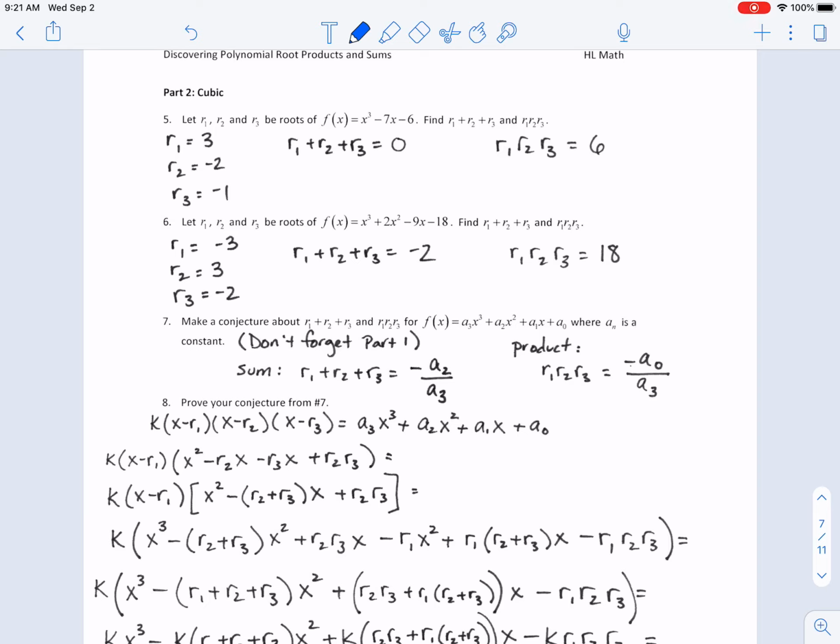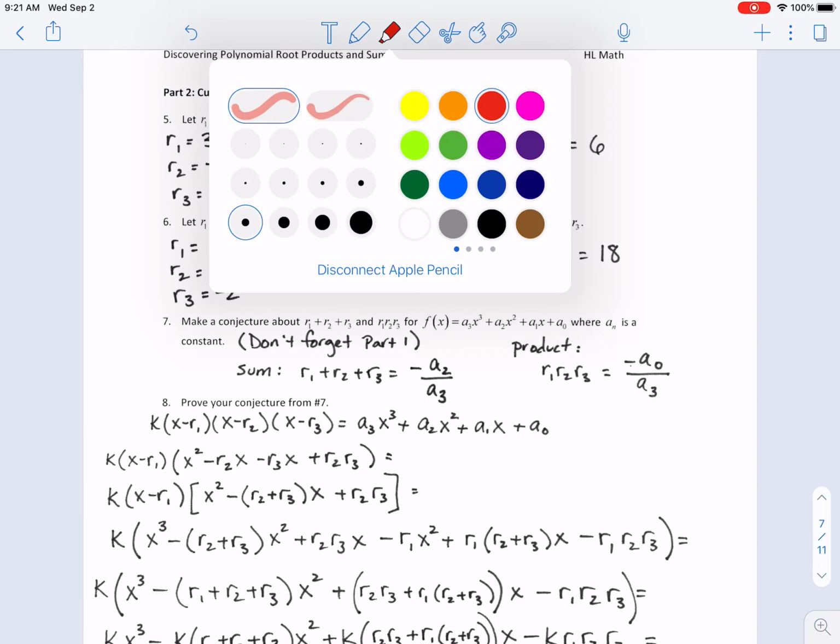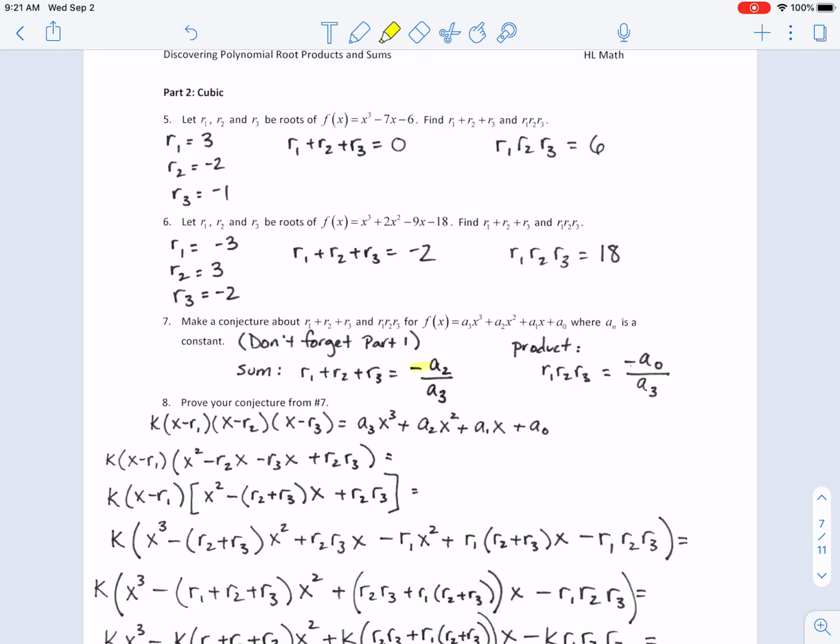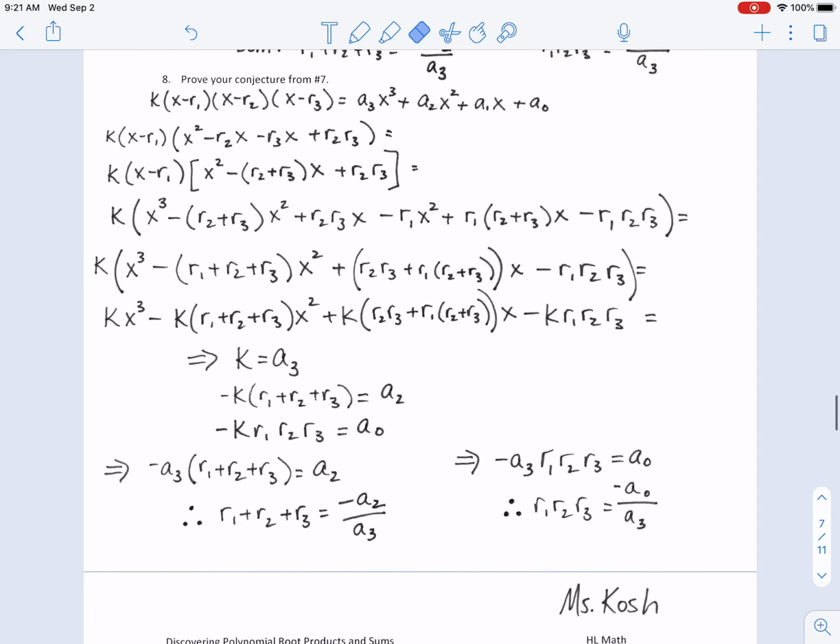Don't forget part 1. It was helpful to remember what we saw with the quadratics. That's always helpful. And so what we are able to do is say, we're guessing that it's the coefficient of the second term divided by the first term, and we need to make that negative. And then the product becomes, in this case, a negative constant divided by the leading coefficient. Well, so here was my proof.